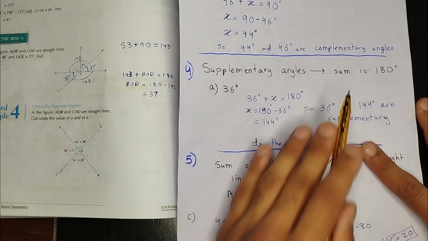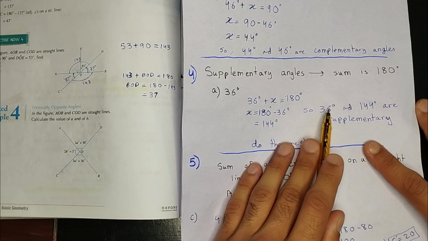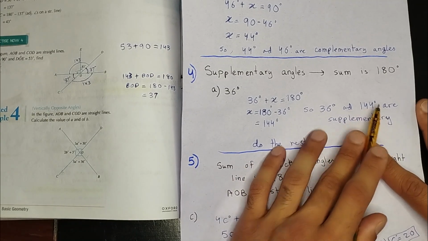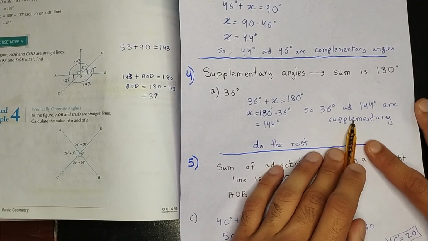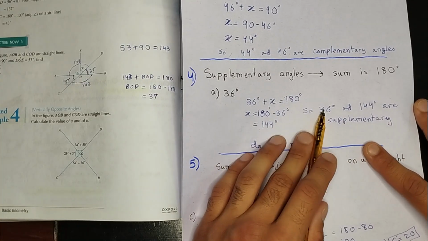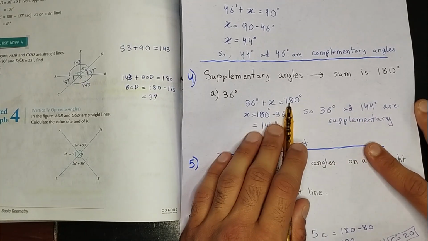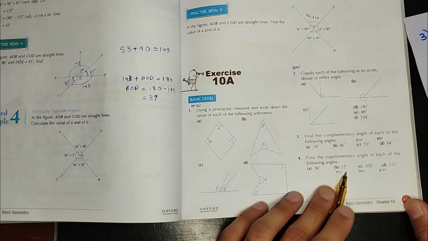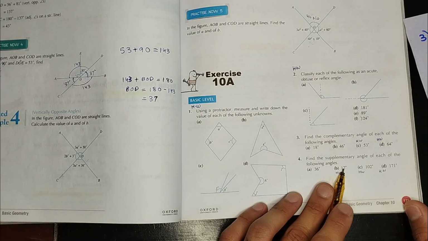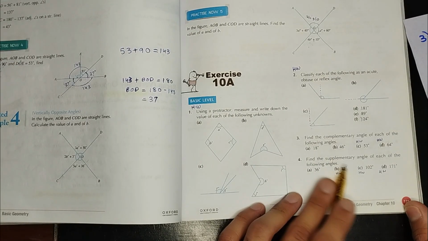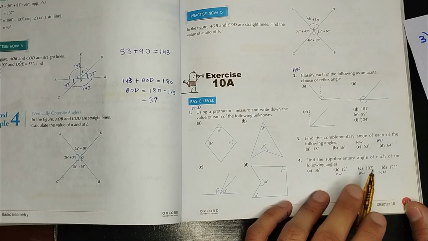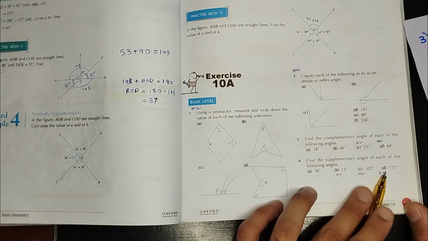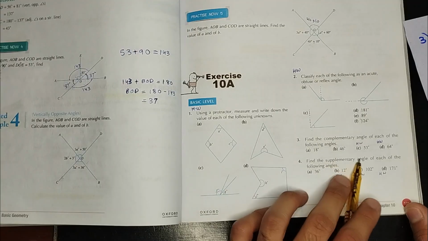And that means 36 and 144 are supplementary angles for each other, okay? In other words, if I add 36 with 144, I will get 180. So do the same for the rest. What am I going to add with 12 that will give me 180? So what am I going to do in these questions? I'm going to take 180 and subtract these numbers from it to find the supplementary angles. That's going to be your homework.